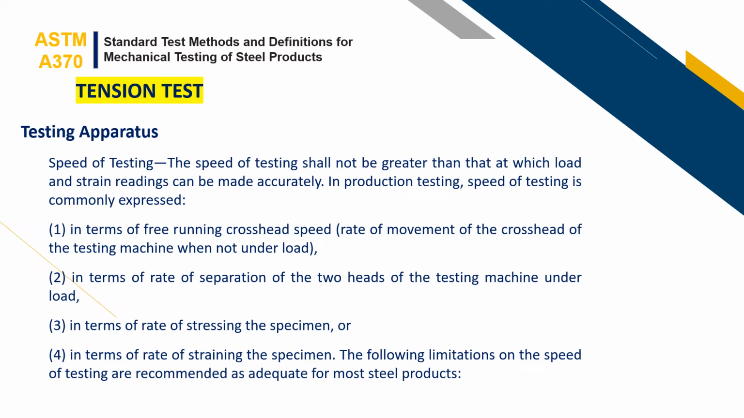Third is the speed of testing. The speed of testing shall not be greater than that at which load and strain readings can be made accurately. In production testing, speed of testing is commonly expressed, first, in terms of free running crosshead speed, that is, the rate of movement of the crosshead of the testing machine when not under load. Second, it can also be in terms of rate of separation of the two heads of the testing machine under load. And it could also be in terms of rate of stressing the specimen or in terms of rate of straining the specimen. The following limitations on the speed of testing are recommended as adequate for most steel products.